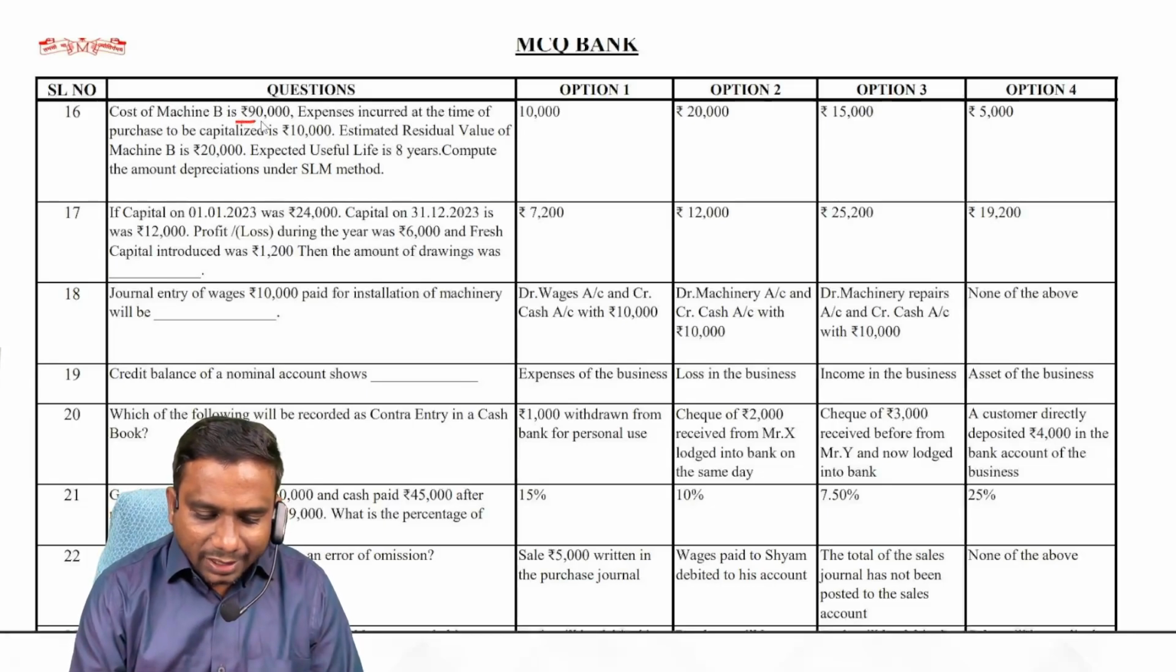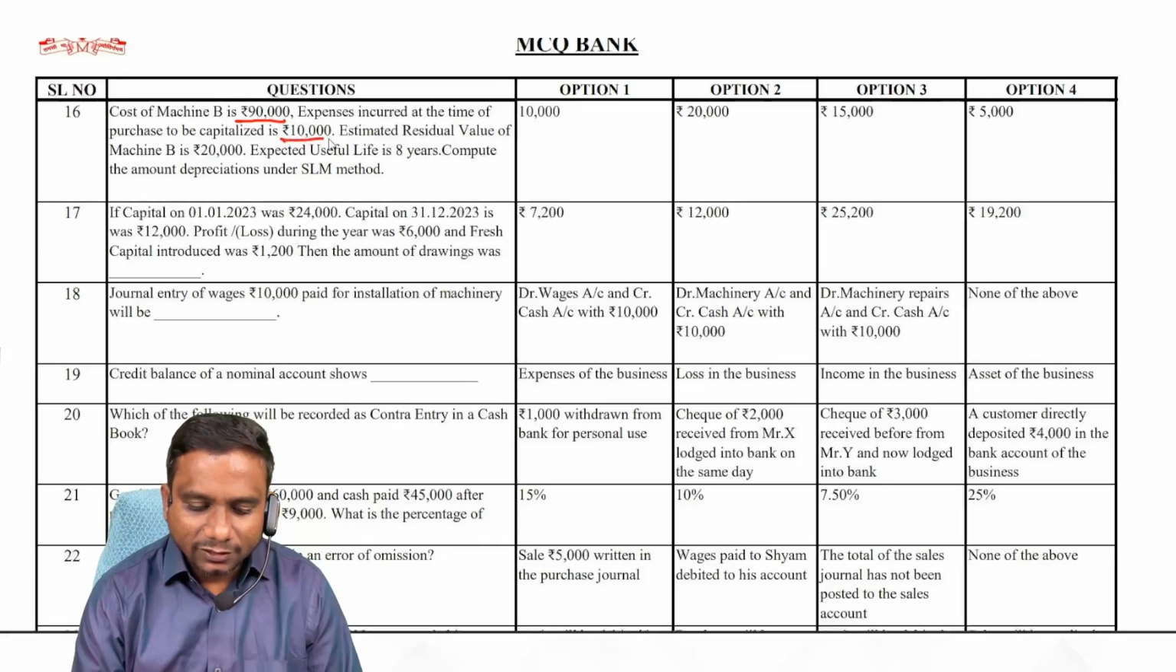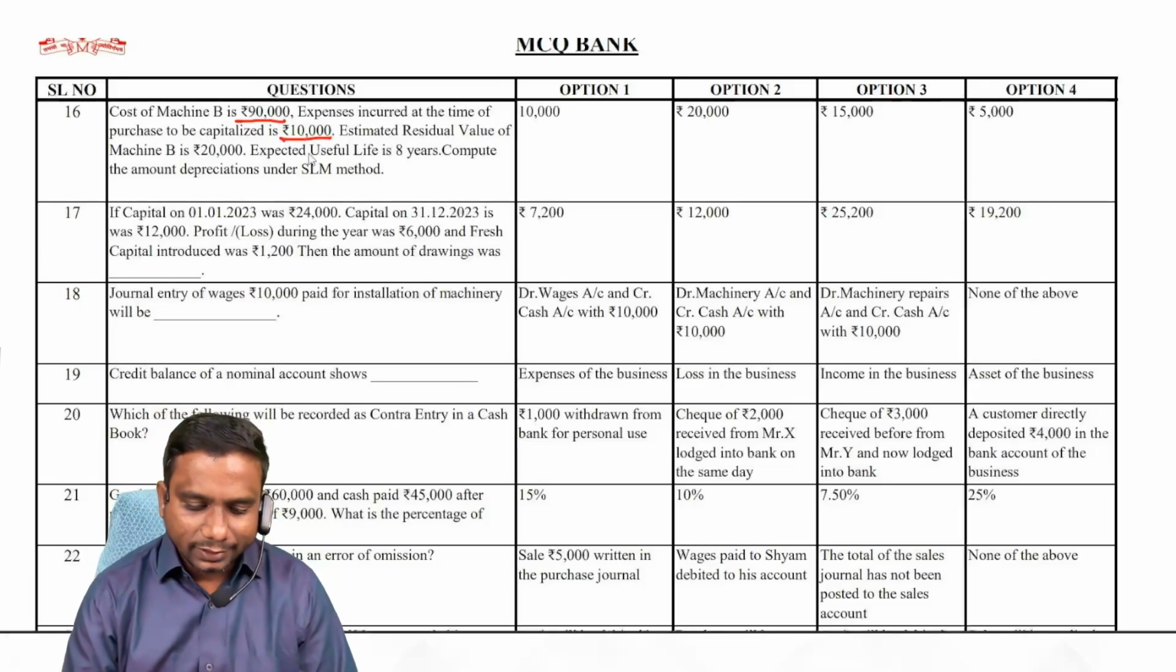Cost of machine B 90,000. Excess expenses incurred at the time of purchase to be capitalized 10,000. Total, what is the asset cost? 1 lakh. Estimated residual value of machine B 20,000. Expected useful life 8 years. Compute the amount of depreciation under SLM method.